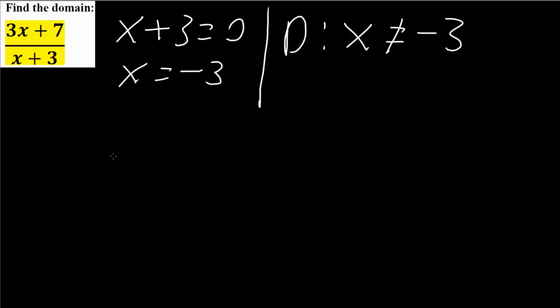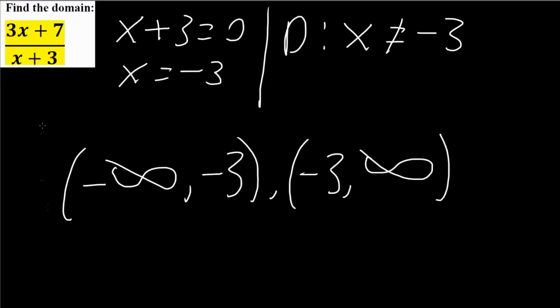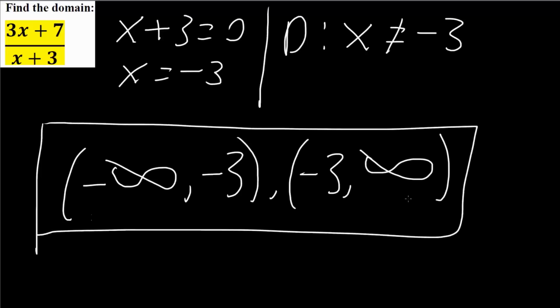And this can be written as this: negative infinity, comma, negative 3. I'm not using solid brackets like these. This would indicate that it would include negative 3. I'm just doing regular parentheses. That means it's not including negative 3. Comma, parentheses, negative 3, comma, infinity. And we can write the answer like this. So this is the first question.